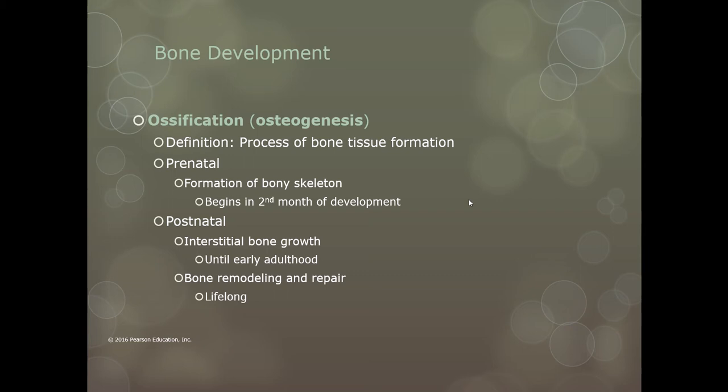When we're in utero, we get the formation of our skeleton. When we're children, we get a lot of what we call interstitial growth, so we can get taller. But even when we're adults, we're still getting ossification and osteogenesis taking place through the remodeling and repair processes. Yes, all of us remodel. So even if you've never broken a bone before, you've had remodeling going on in your life. So we're going to start with the prenatal formation, how we actually get our bony skeleton.